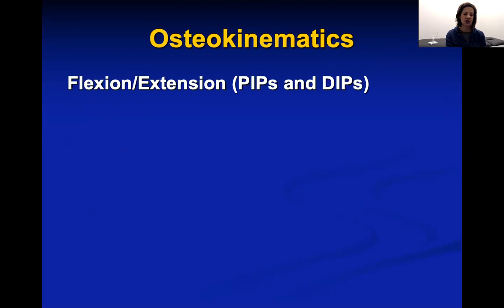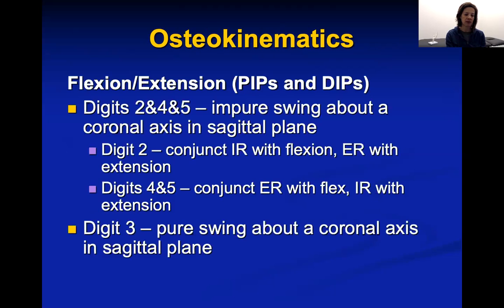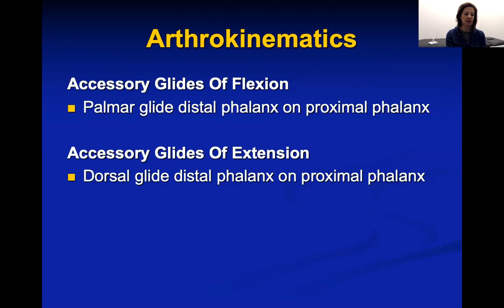Flexion extension of the PIPs and DIPs is an impure swing about a coronal axis. Again, we're talking about that conjunct rotation, which we've already indicated. It stays the same as you go further down, even as you go into the joints of the DIPs and PIPs. So the accessory glide for flexion is a palmar glide of the distal phalanx on the proximal phalanx, because in that direction it is concave, and a dorsal glide for extension, but you can add your rotations depending on the direction you want to go.